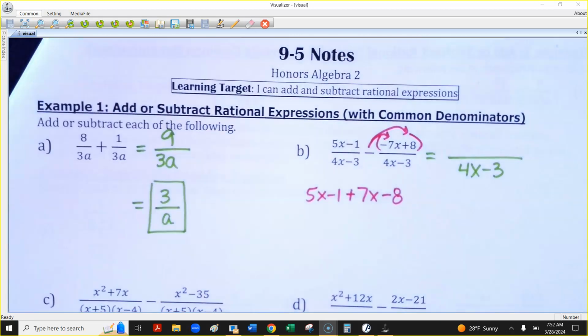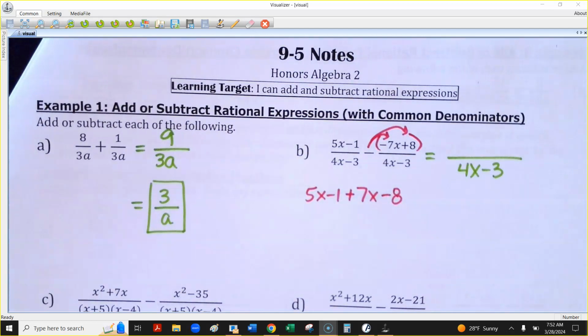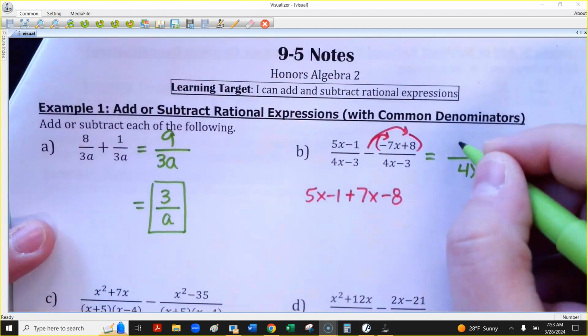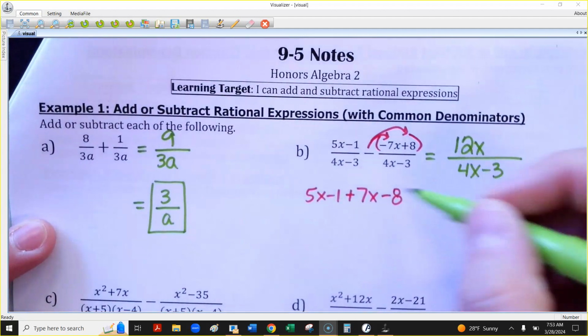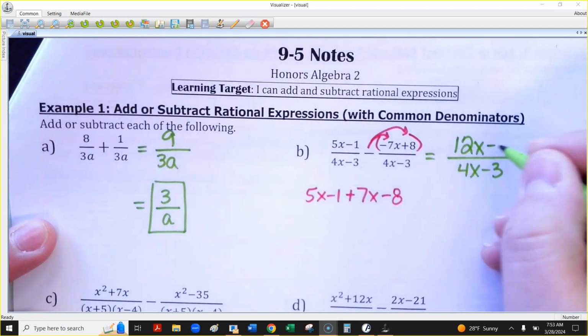If it's a positive there, negative times a positive will become negative, and then combine your like terms. So just be real careful with that, especially if you have subtraction, that you distribute the subtraction symbol. It's like distributing a little -1. So if I combine my like terms there, what do we have? Let's see, 7 and 5 is 12, right? -1, -8 is -9.